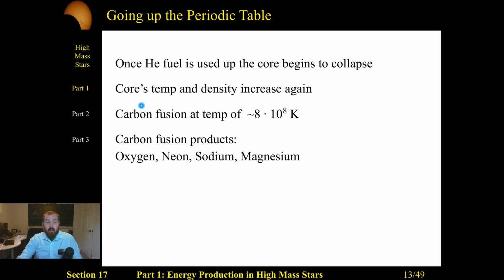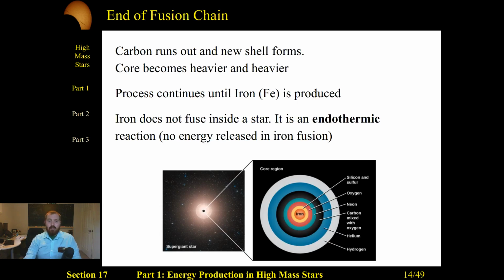And eventually, when that crushing reaches about 8 times 10 to the 8th Kelvin, carbon fusion starts. And the products of carbon fusion, you'll get some oxygen, some neon, some sodium, magnesium. And so we're going up the periodic table as we continue on. And then eventually the carbon runs out, and you're just creating this sequence of different shells of material. At the very end of this star's life, what you're going to have is an iron core. Iron is the cutoff for fusion. We haven't gotten to that yet, but we will, I promise.